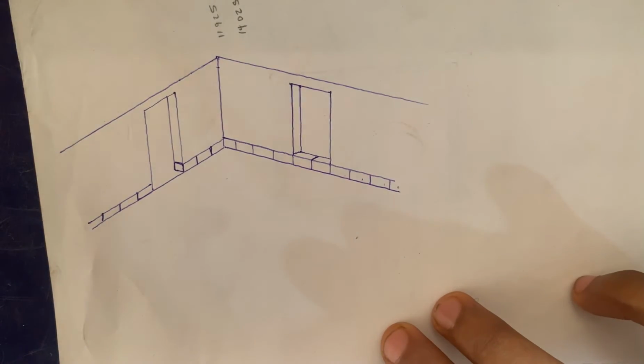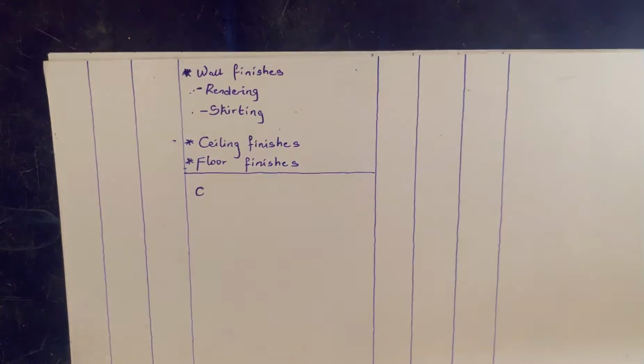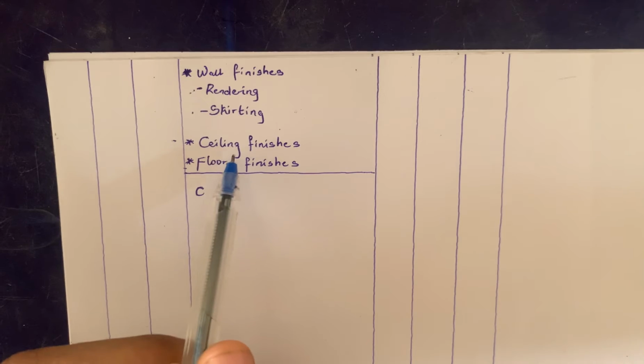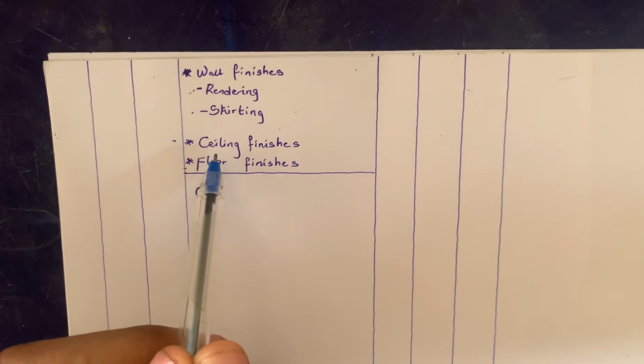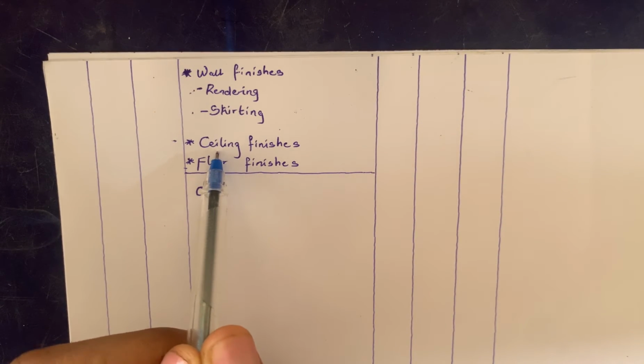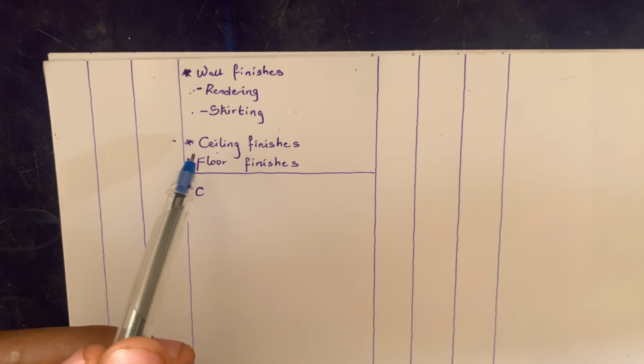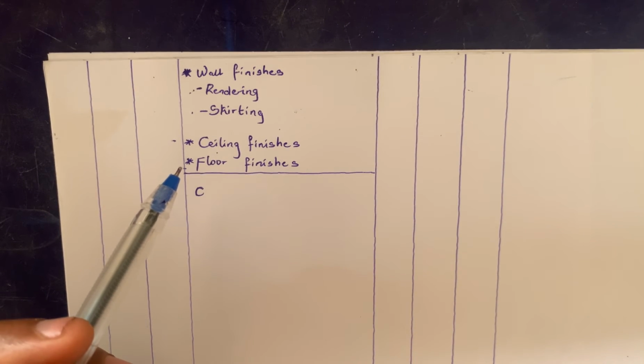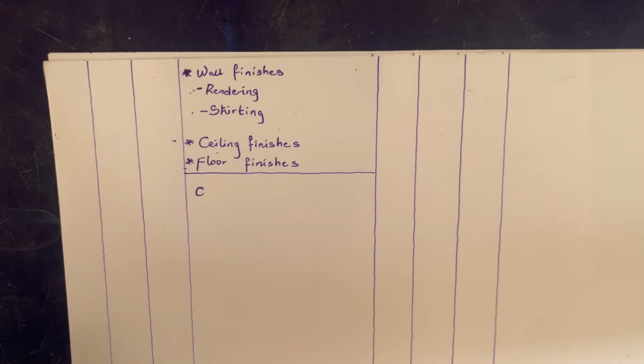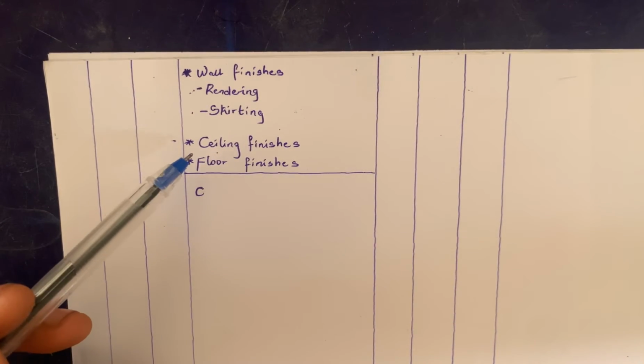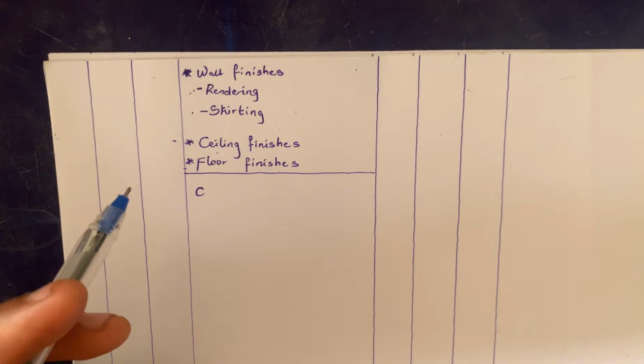So now the next thing we're going to be treating after wall finishes is going to be the ceiling finishes. Now ceiling finishes can come in different forms. There's PVC, there's POP, and there's so much more. It can be a concrete finish or something. So there are different kinds of finishing depending on the specification of the drawing.